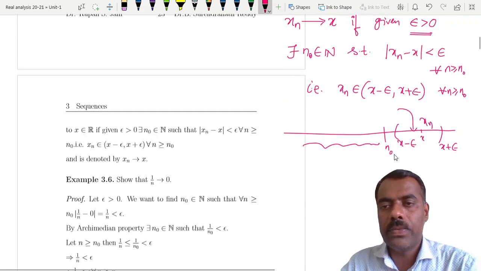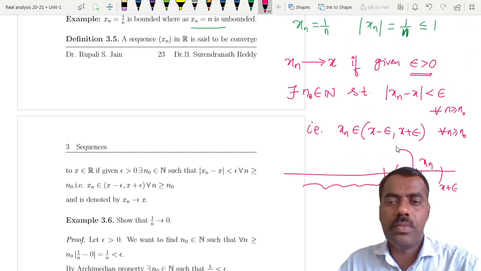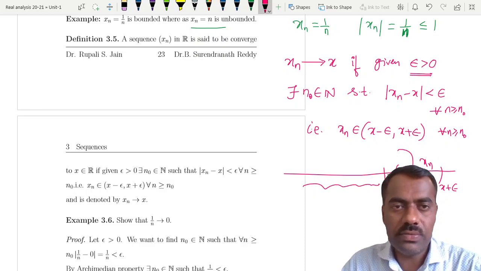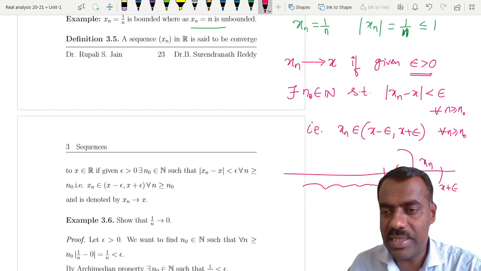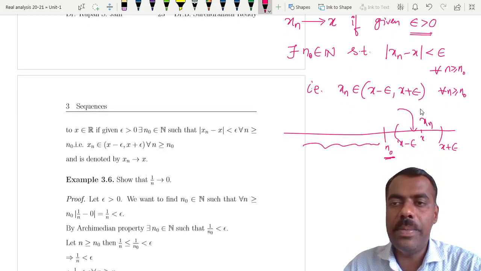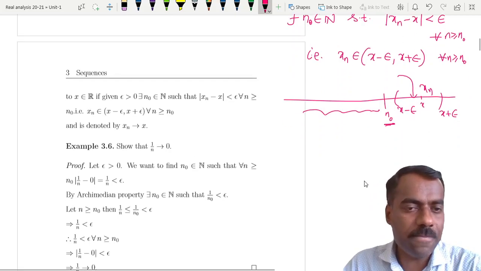Okay, so roughly speaking, there may be a few elements in that sequence that may not satisfy this condition, but after some stage, you can call that stage xn naught, after this stage n naught, all the elements of that sequence should be within distance epsilon, right?